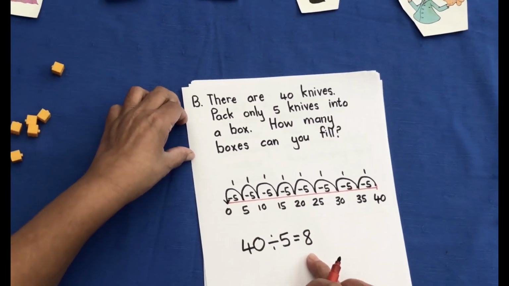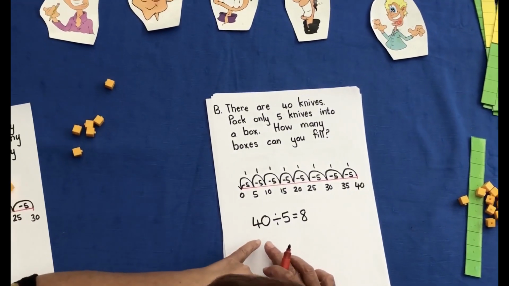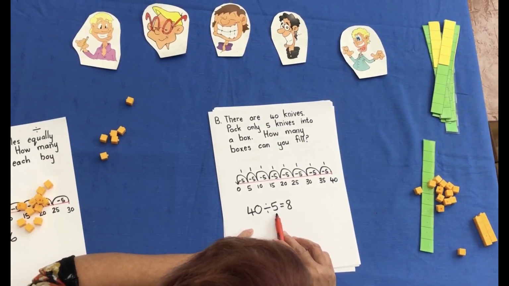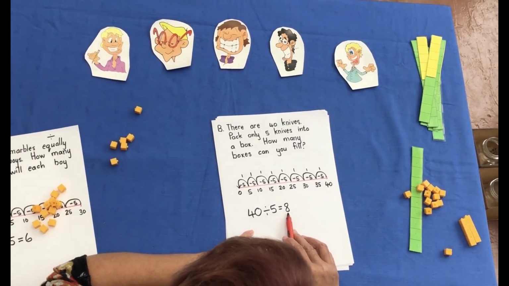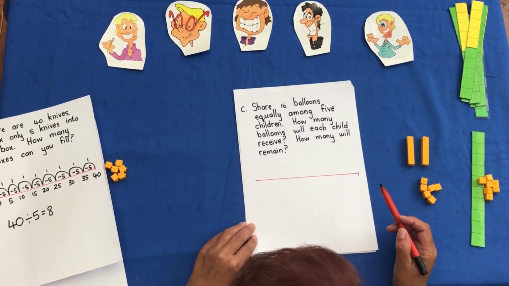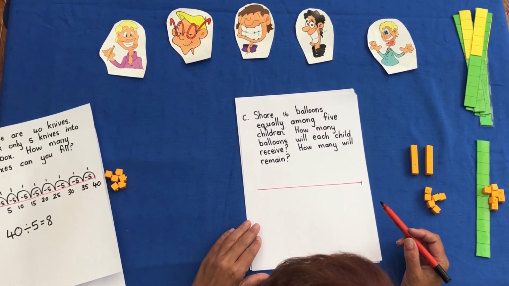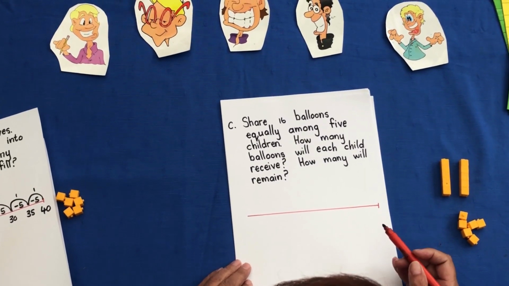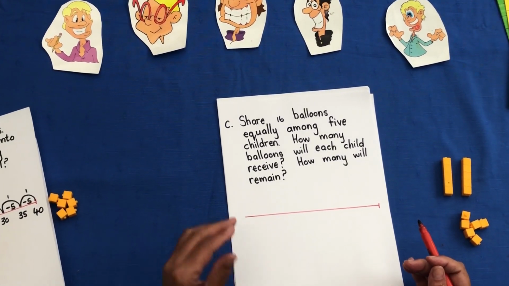This is a grouping which is similar to division, but listen to the story. Take 40, make groups of 5, and you can get 8 groups or you can fill 8 boxes. Now this is our last word problem. It's quite a tricky one, but that is why we need to show it on a number line because it will help us.